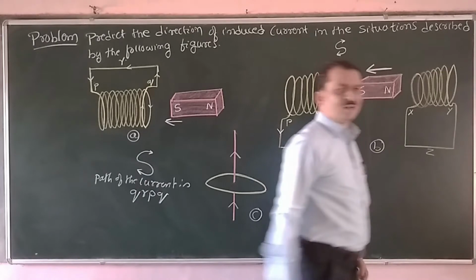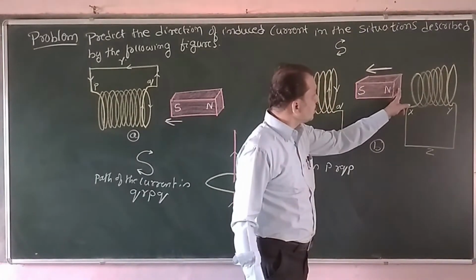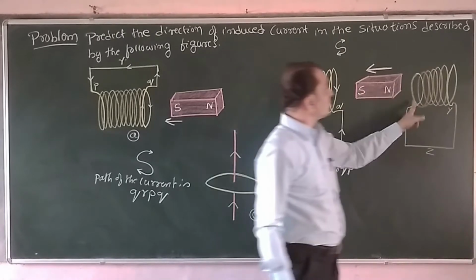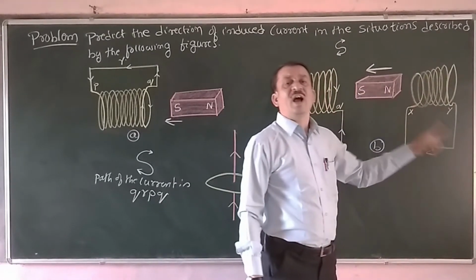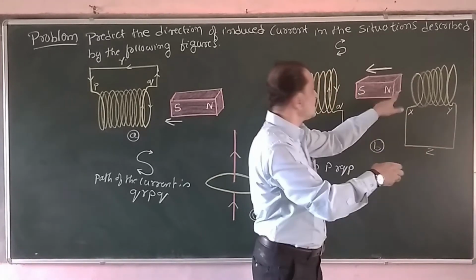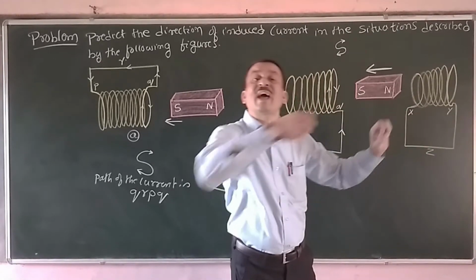Now come to this coil. Since the north pole is receding, the north pole is moving away, therefore this face of the coil has to behave as a south pole, because since it is moving away, it has to attract.